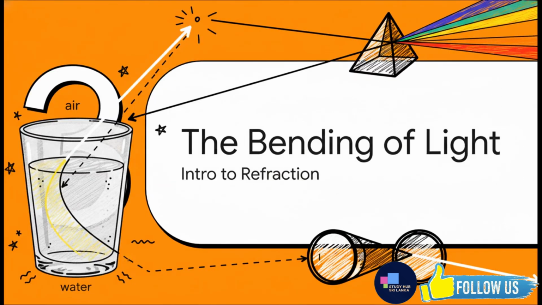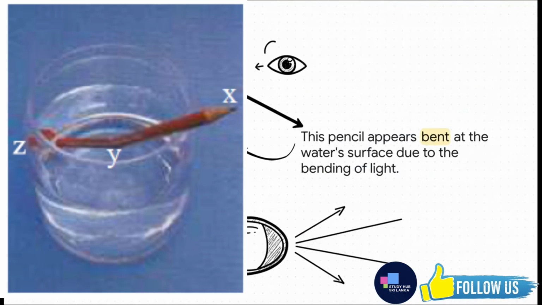Okay, so light doesn't just bounce. The journey of light gets even more fascinating when it passes from one material, or what we call a medium, into another. For instance, when light goes from the air all around us into a glass of water. I'm sure you've seen this before, haven't you? You put a straight pencil or a straw into a glass of water, and suddenly it looks like it's bent or even broken right where it hits the water.